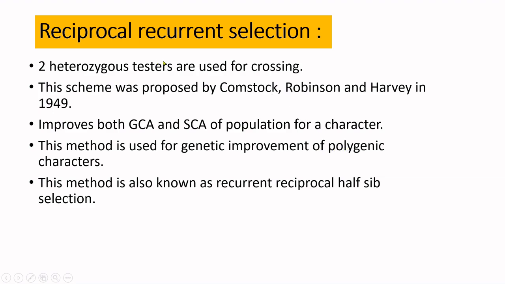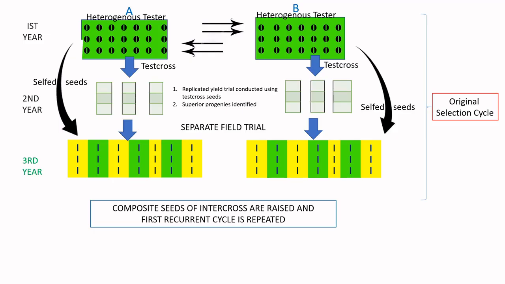So in this reciprocal recurrent selection, we are not going to improve GCA alone or SCA alone. We are going to improve both GCA and SCA. So this method is used for genetic improvement of polygenic characters. Okay, and this method is also known as reciprocal recurrent half sib selection. So we are not going to select based on full sib here.